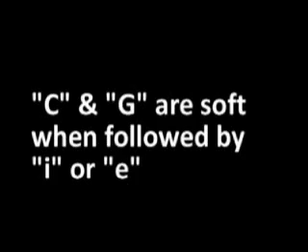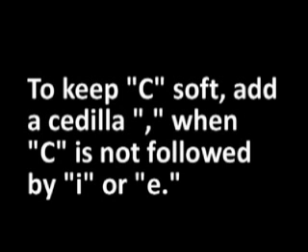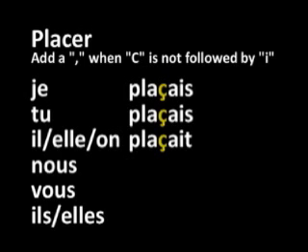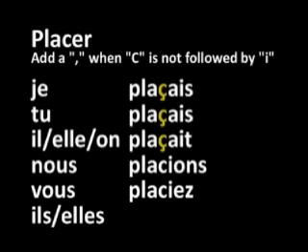You also need to pay a little extra attention to verbs ending in CER and GER, like placer and manger. Remember, the consonants C and G are soft only if they are followed by the letters I and E. To keep the C soft, you add a cédille each time C is not followed by I or E. Je plaçais, tu plaçais, il plaçait, elle plaçait, on plaçait, nous placions, vous placiez, ils plaçaient, elles plaçaient.